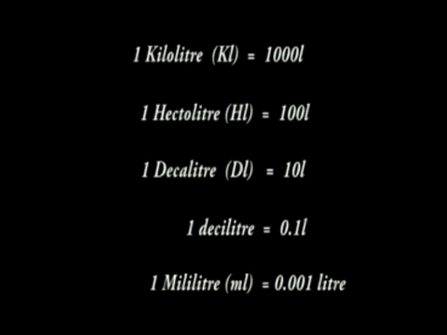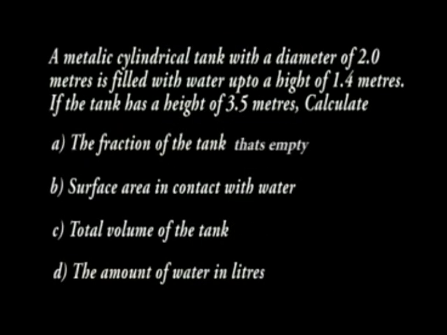For example, a metallic cylindrical tank with a diameter of 2 meters is filled with water up to a height of 1.4 meters. If the tank has a height of 3.5 meters, calculate A, the fraction of the tank that is empty, B, the surface area in contact with water, C, total volume of the tank, and D, the amount of water in liters. In our solution, it is always good to sketch the figure as explained.